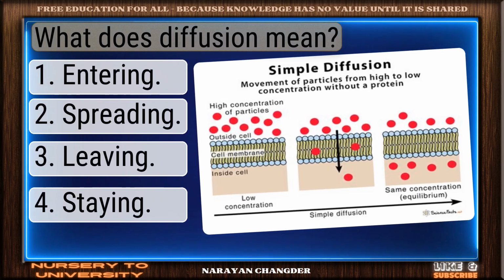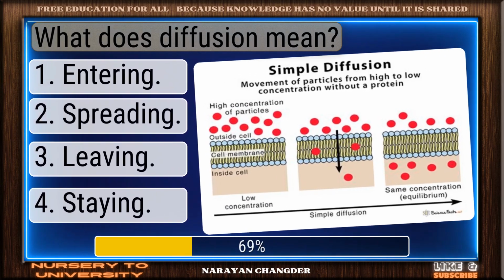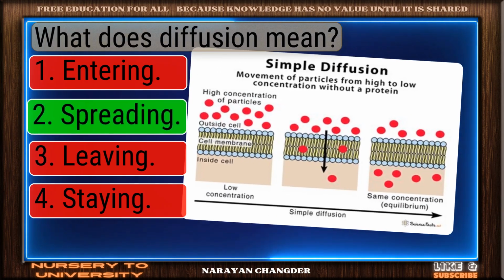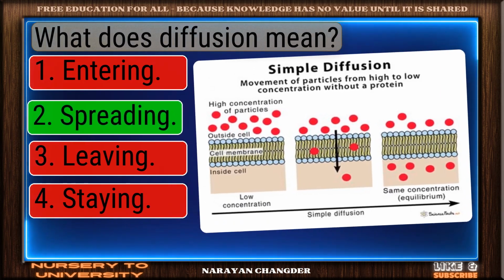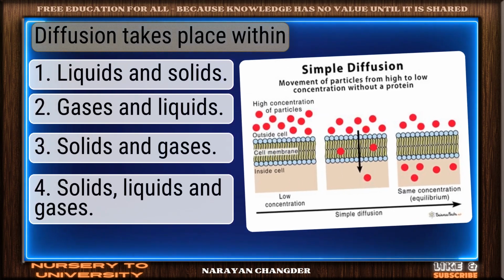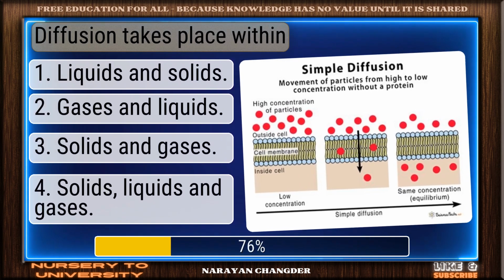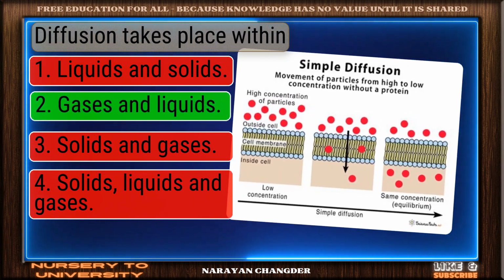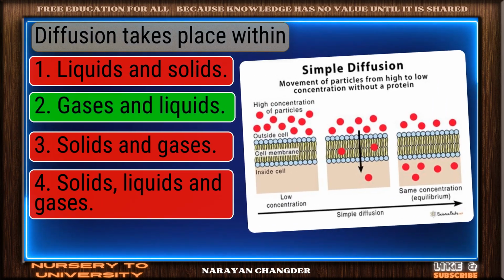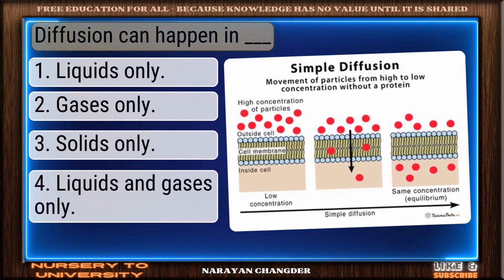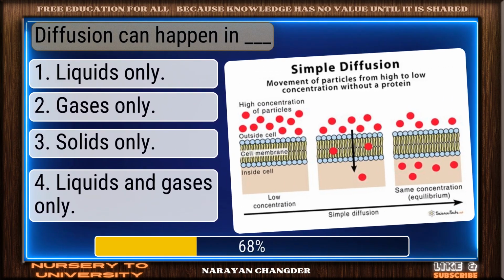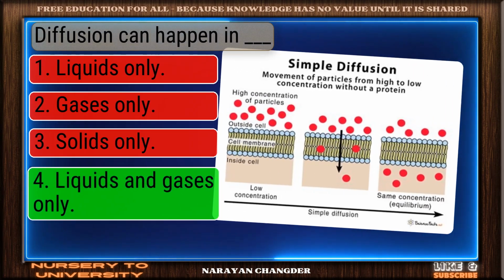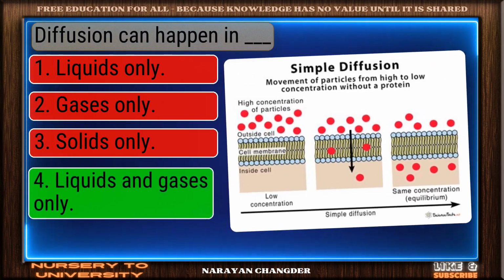What does diffusion mean? Sharp thinking. Spreading is the right choice. Diffusion takes place within. Well picked. Gases and liquids is the correct answer. Diffusion can happen in dash. Well reasoned. Liquids and gases only is the correct choice.